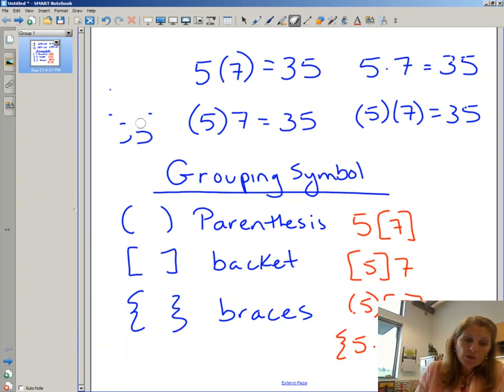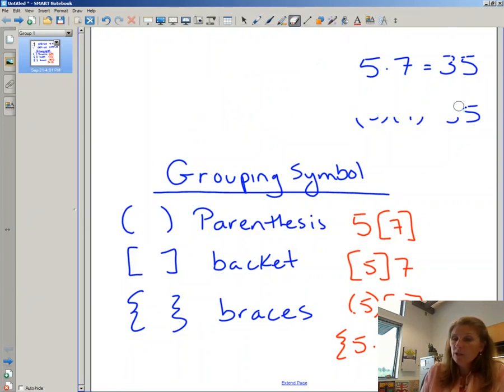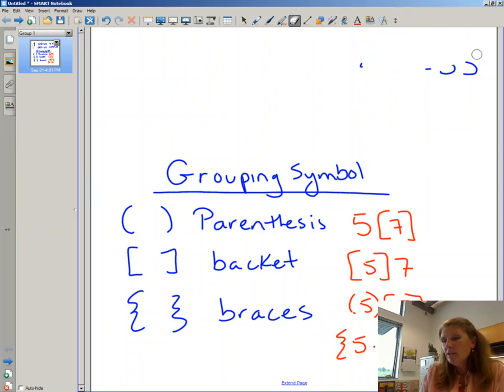Let me show you. Sorry, this is a little slower than I thought it would be. Let me show you why we would want to have more than one different type of grouping symbol. And I know we're getting away from multiplication a little bit here, but it makes sense to talk about it now because you use the grouping symbols for multiplication.